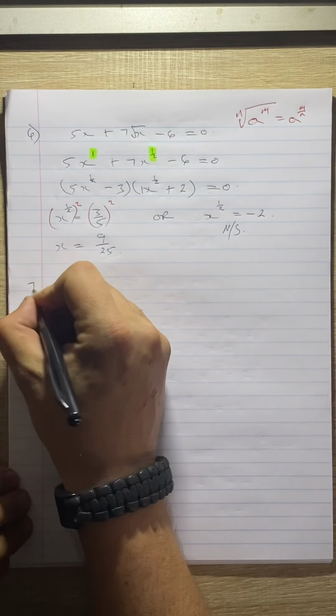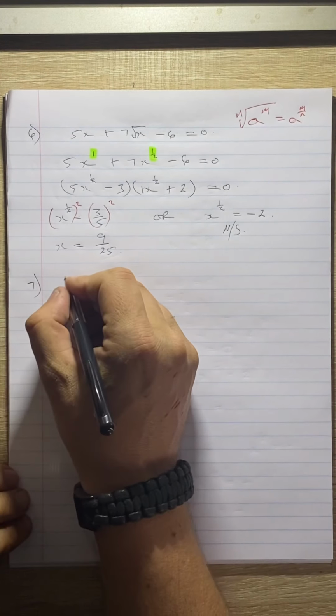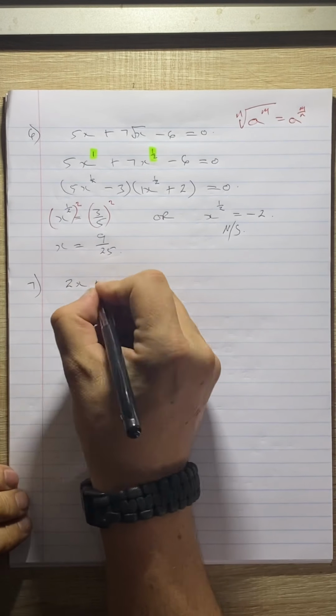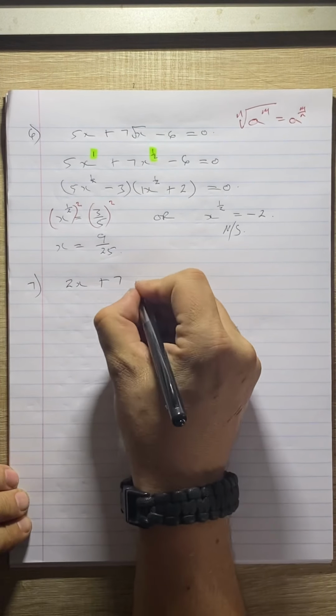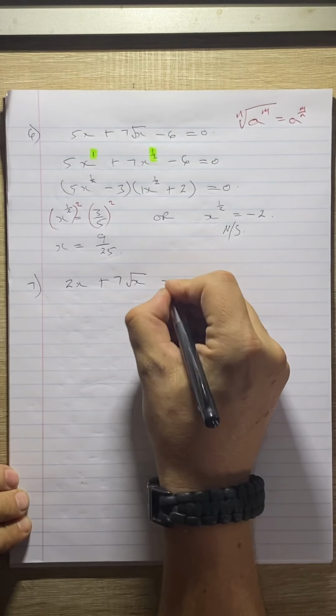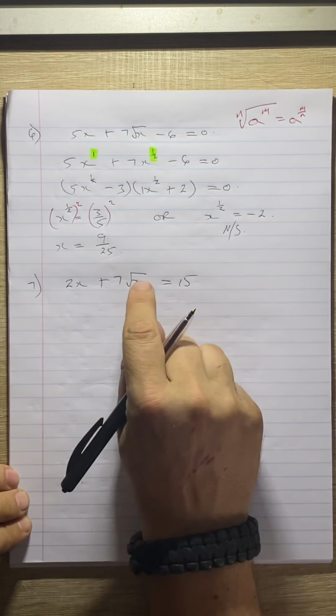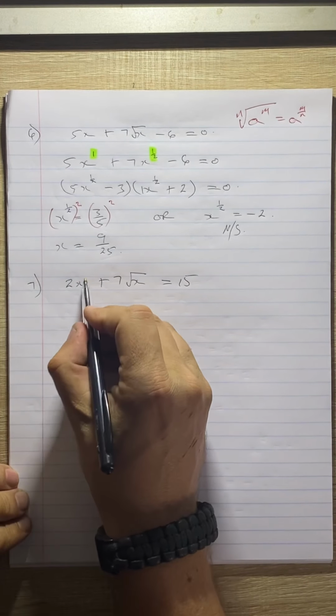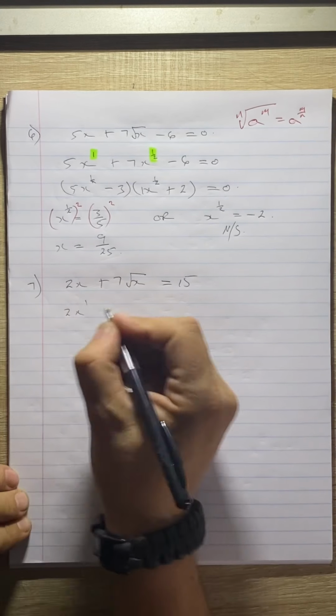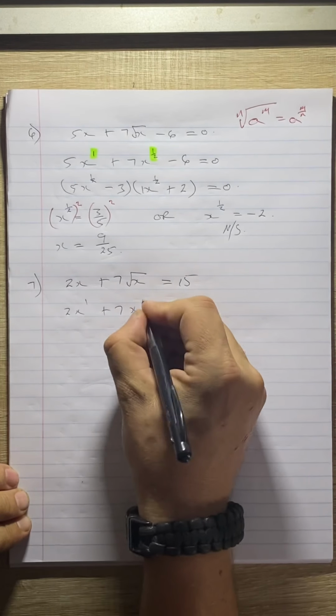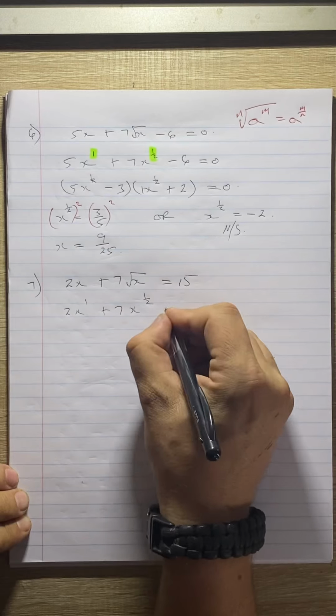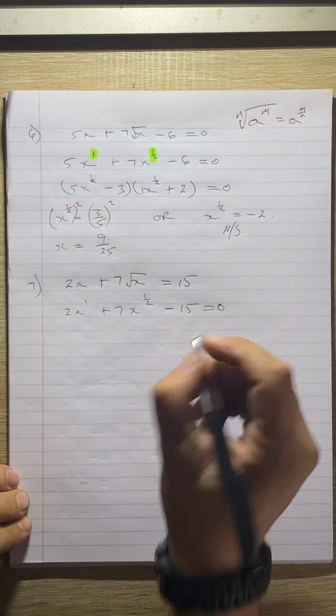Okay, number 7. We've got 2x plus 7 root x equals 15. Get rid of the surd, and I'm also going to put the 1 over there, so we get 2x to the 1 plus 7x to the half. Take this to the other side, minus 15 equals 0.